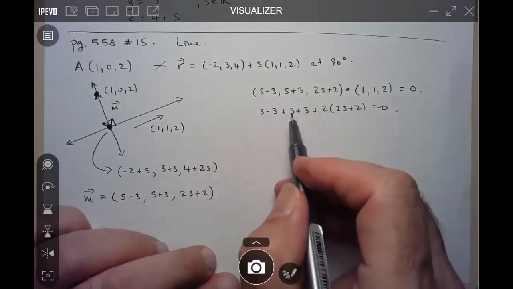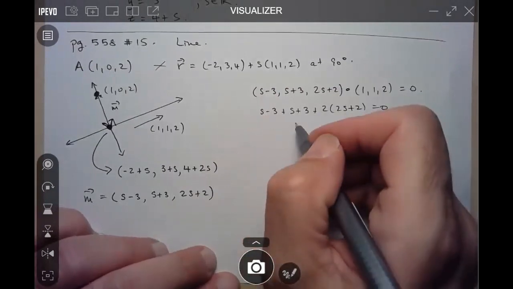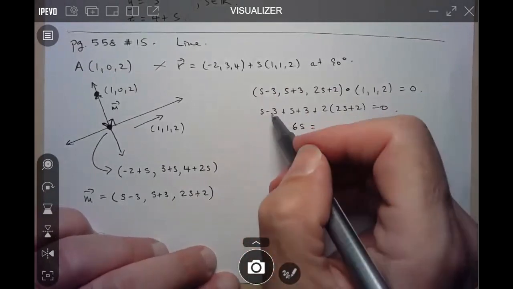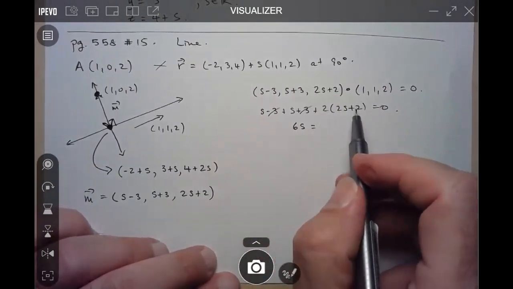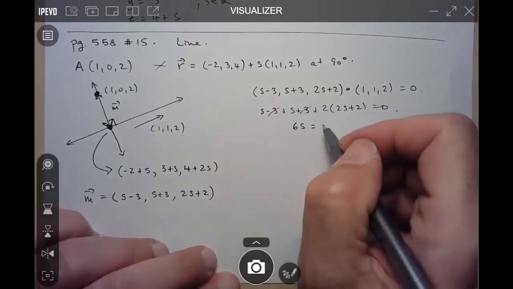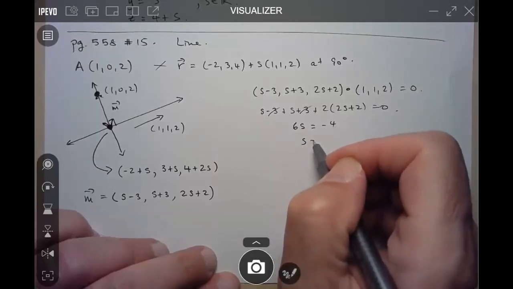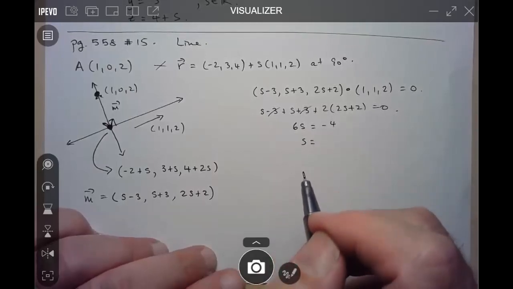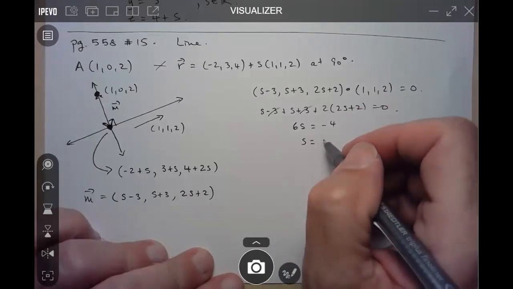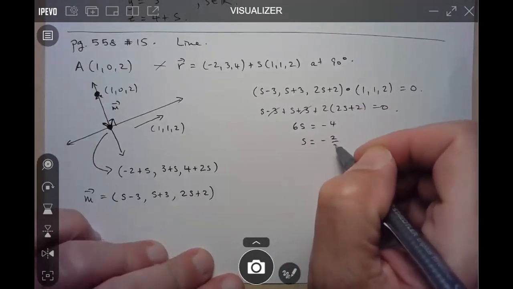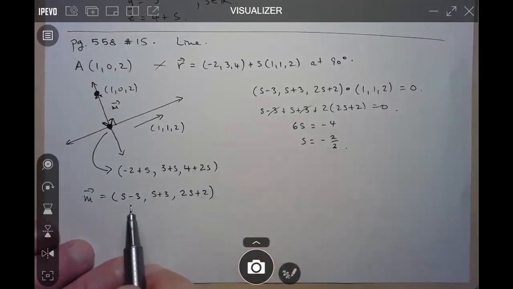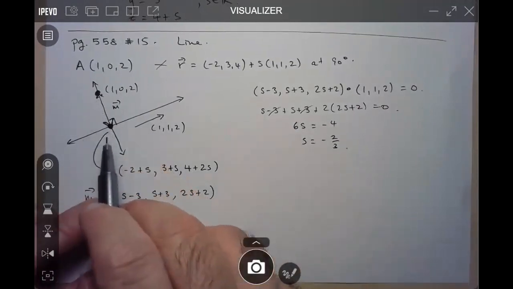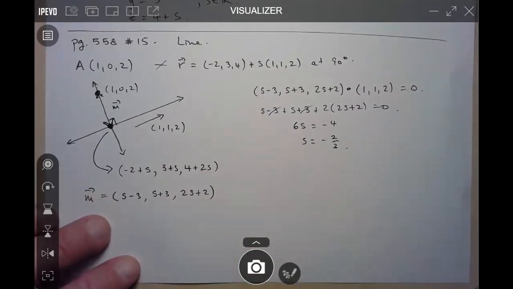So s plus s plus 4s, so that's 6s equals -3 plus 3, that goes. So what are we left with? We're left with 4. So if we bring that to the other side, -4. I was hoping this was going to be an integer, but 4 over 6 is 2/3. So now I can stick this into here to find the direction vector for my line.